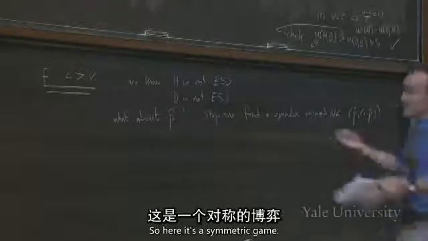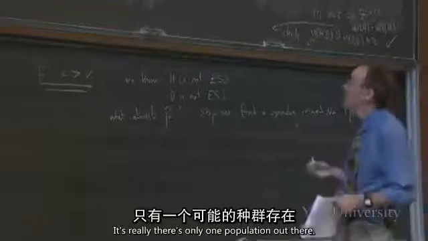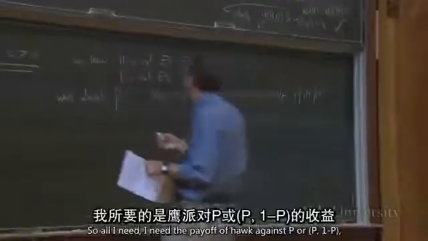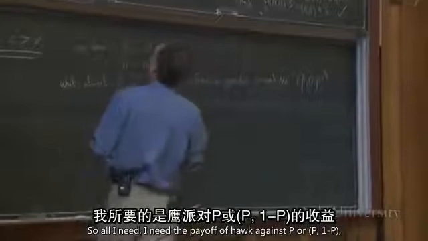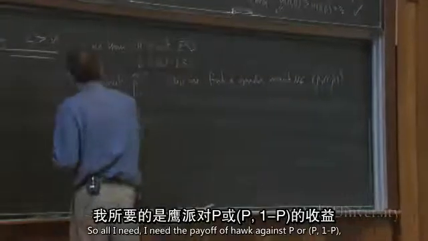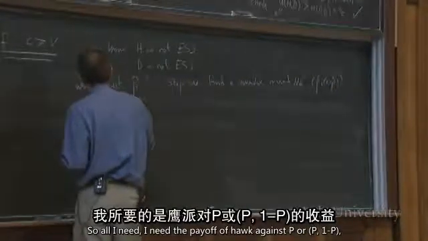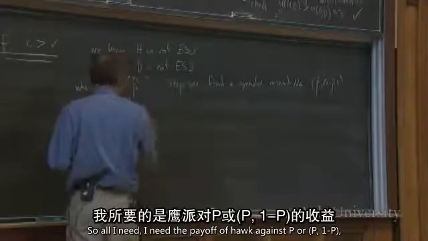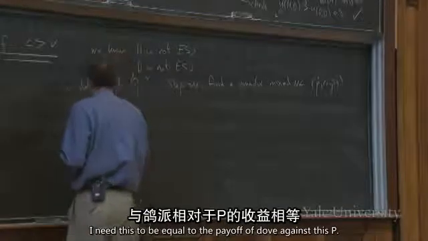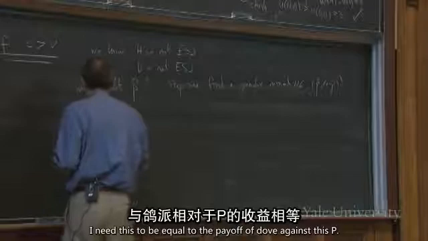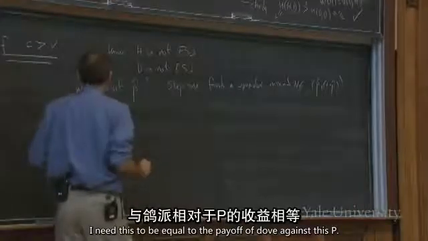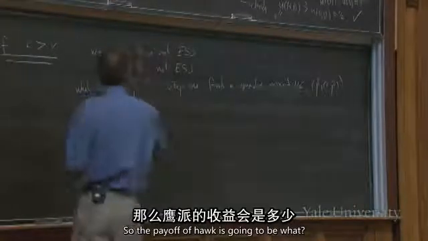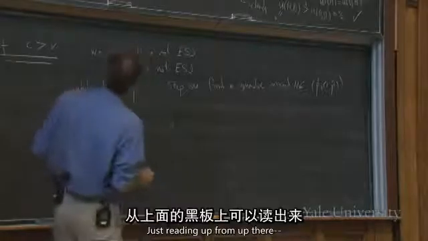Okay, so here it's a symmetric game. There's only one population out there. So what I need is that the payoff of hawk against p hat, 1 minus p hat, is equal to the payoff of dove against this p hat. All right? So the payoff of hawk is going to be what? It's reading up from up there.